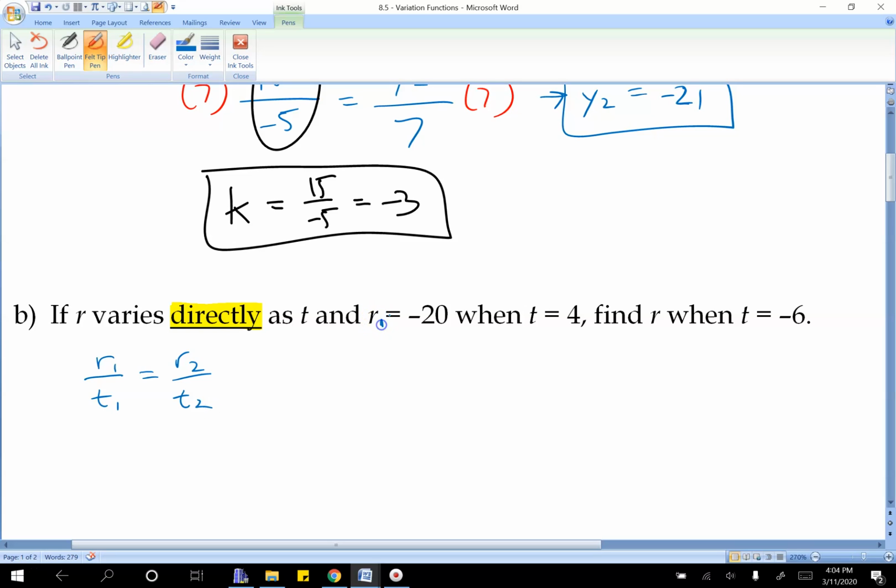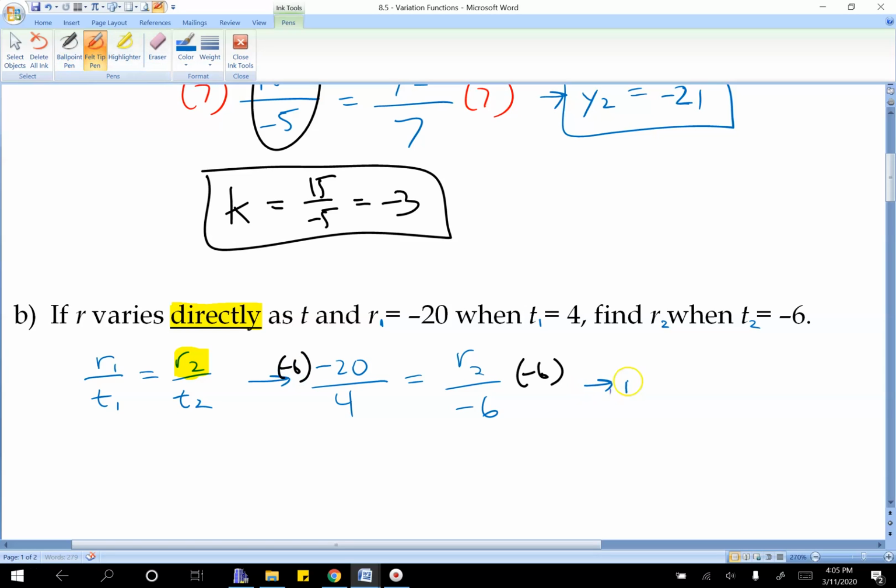So this is our r1 right here. This is our t1, r2, which is what we don't know, and t2, which we do know. So the one we're trying to solve for is this r2. Okay, so just putting it all in, negative 20 over 4 equals r2, which we don't know, over t2 here, which is negative 6. Once again, you can cross multiply, or you can just go ahead and multiply both sides by negative 6, like that. Might be easier just to do it that way.